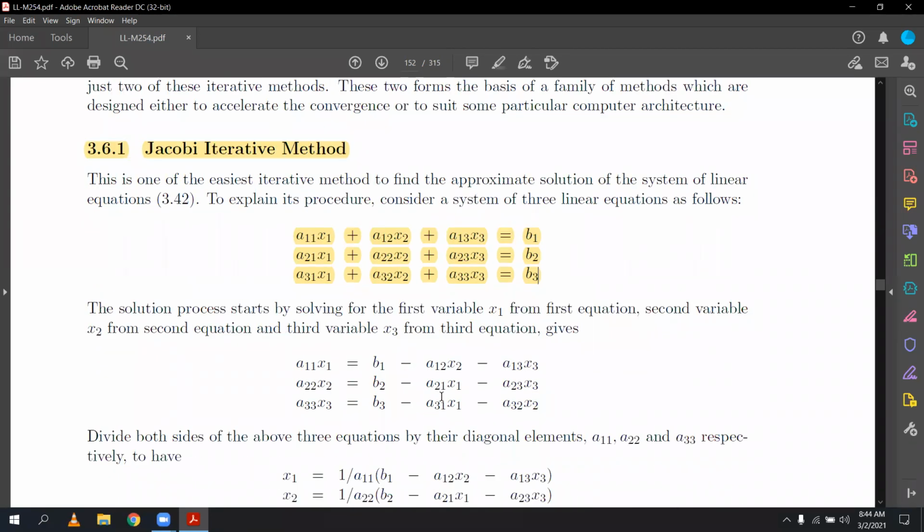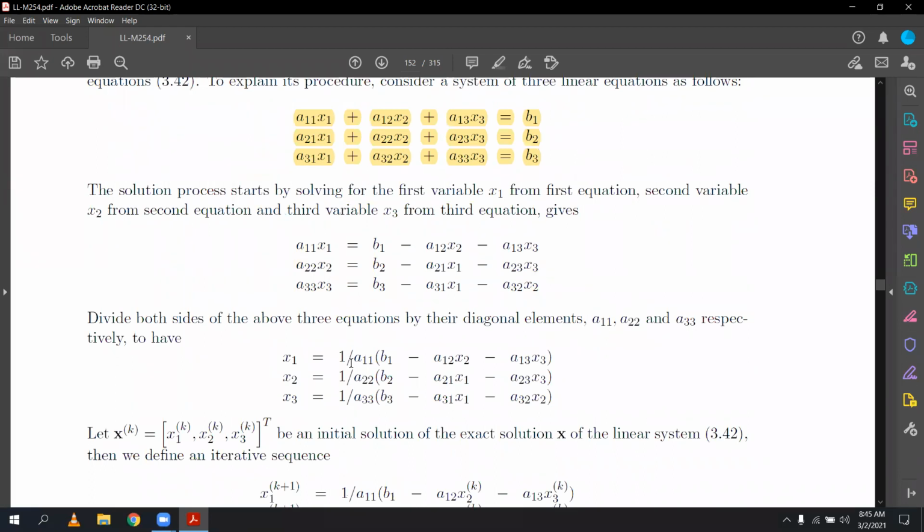Now, what you can do is find x1 from the first equation, take all the terms to the other side, and then divide by A11. So you have this. This is the formula for x1. And the formula for x2 is this. You take all the terms to the other side, divide by A22, and you have the shape of x2 like this. And the same way you can find x3 from the third equation, and you have this shape.